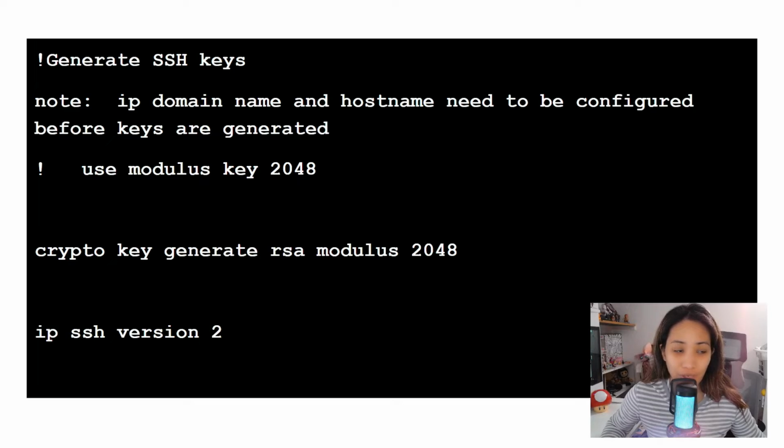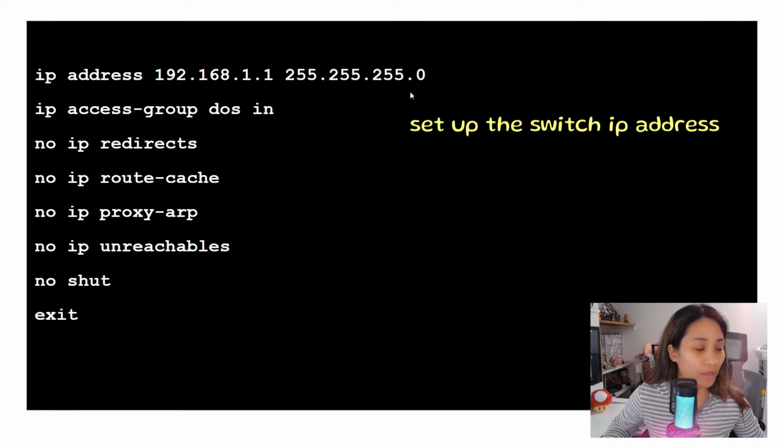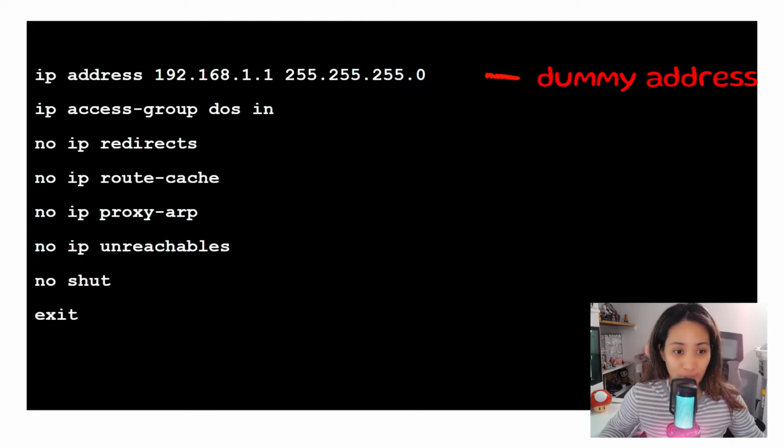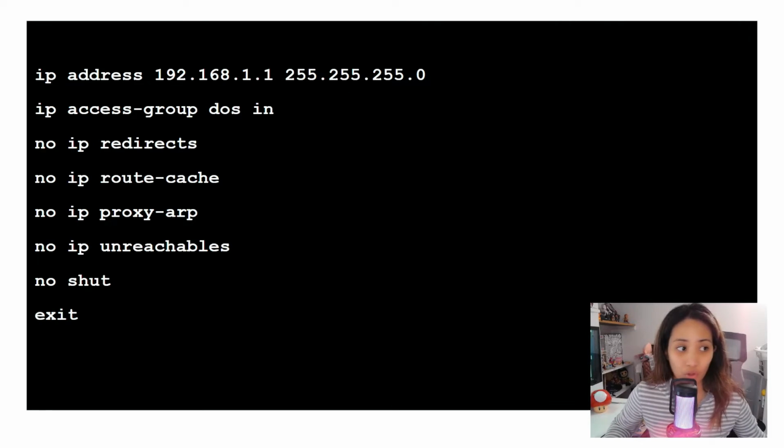Okay, next is to generate SSH keys. SSH is to secure our remote access to the switches, and this is the modulus that we are using, and we are setting it to SSH version 2. Next, of course, we are setting up the IP address for the actual switch. Just to take note that I am not showing our actual IP address, so this is just an example and a dummy IP address, of course. So this is the IP address and the subnet mask. Okay, so we have disabled a lot of IP commands in here.